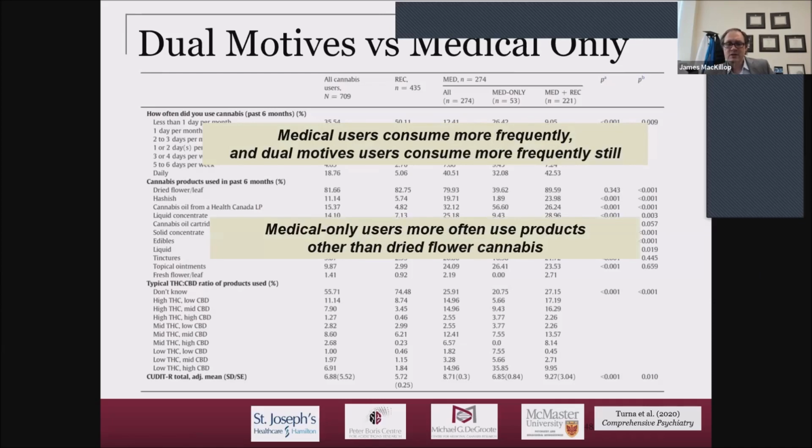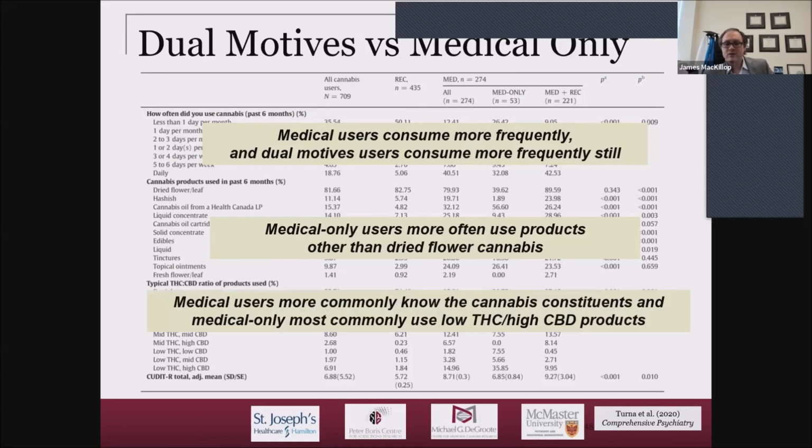Medical only users typically use products other than dried flower. Medical plus recreational users typically use dried flower and typically use considerably more than recreational users. And medical users more commonly knew what was in their cannabis, and the medical only users most commonly use low THC, high CBD products, whereas the medical plus recreational users are using typically high THC products, and the recreational cannabis users generally didn't know what they were consuming in terms of constituents.